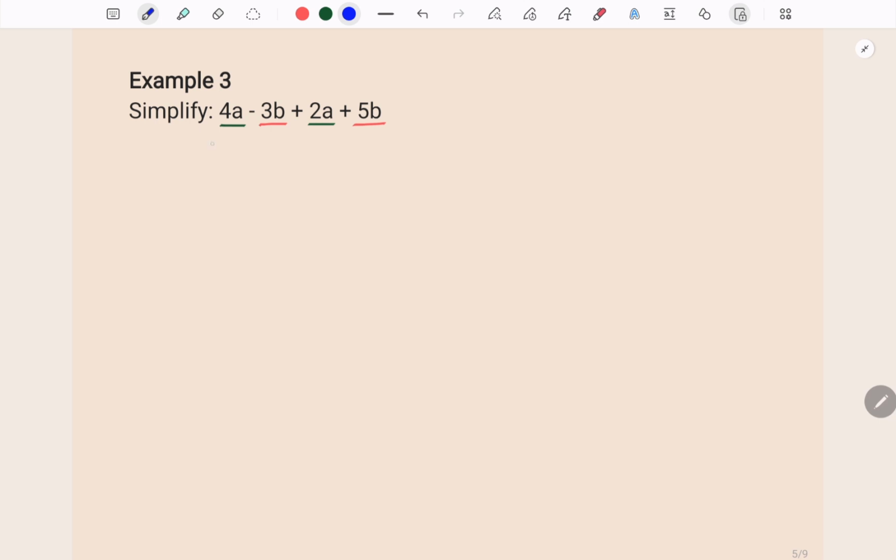We combine a terms with a terms and b terms with b terms. So I will write 4a plus 2a, minus 3b plus 5b. Please notice that the order in which I write these terms does not matter, as long as I am keeping their signs as they are.